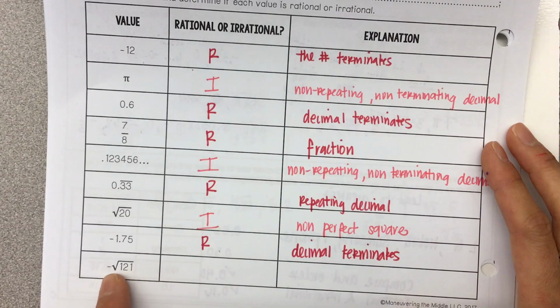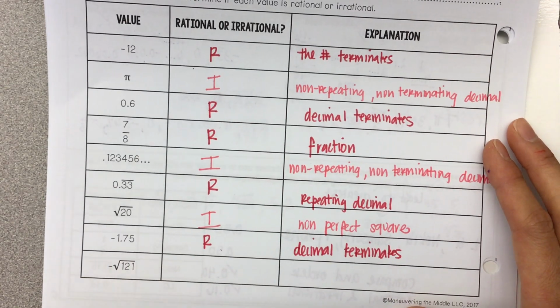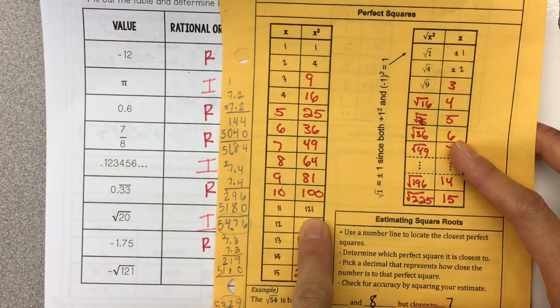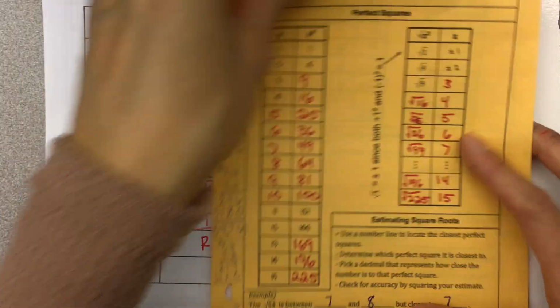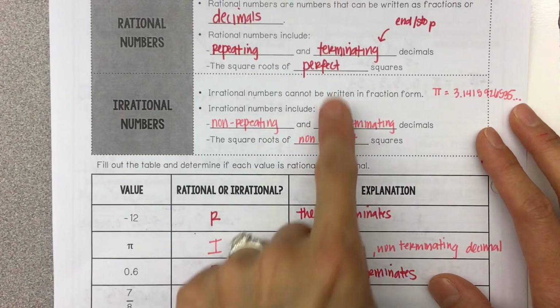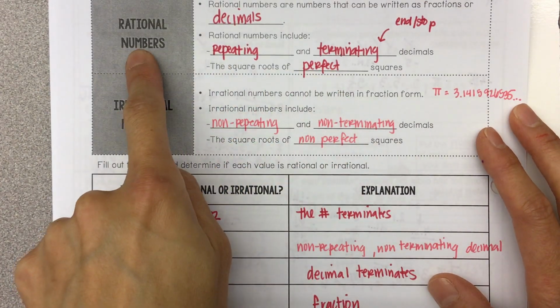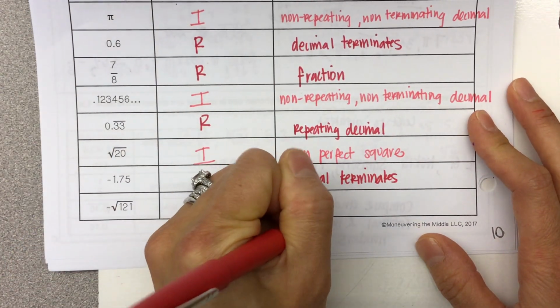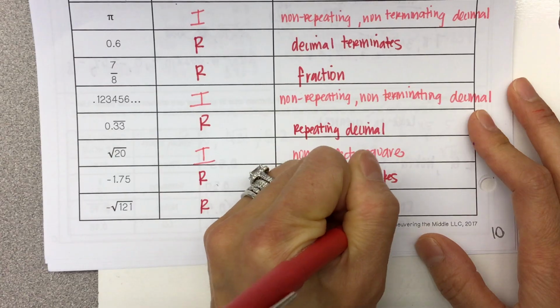And then this one, yes, there's a negative, but can you do the square root of 121? So look at your list. Is 121 on here? Yep, it's 11. So this one's a perfect square. If it's a perfect square, it's a rational number. So our reason is perfect square.